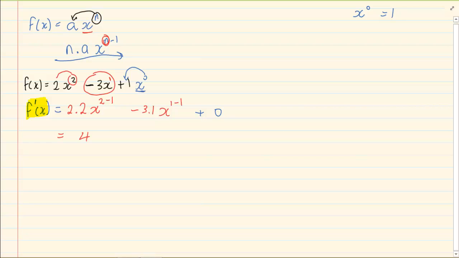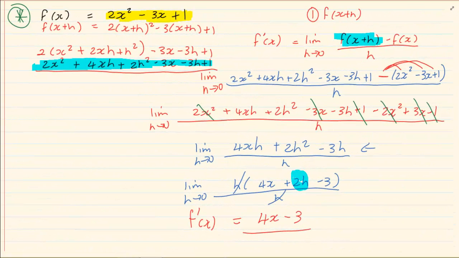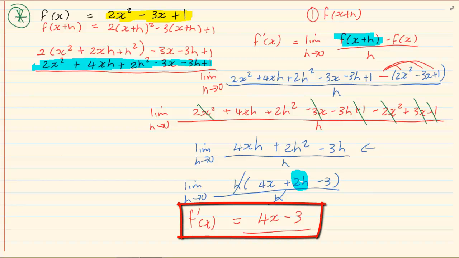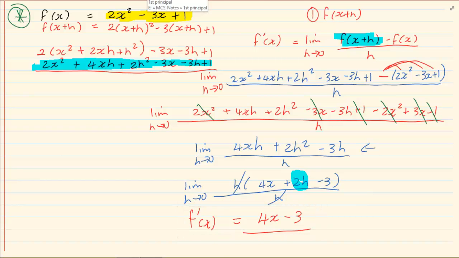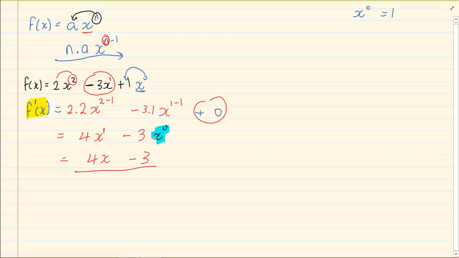2 times 2 is 4, x, 2 minus 1 is 1. Then we have minus 3 times 1 is 3, x, 1 minus 1 is x to the power 0. And we have our 0. That gives us a final answer of 4x minus 3, because x to the power of 0 is 1, so we're saying 3 times 1 gives us 3. Now look at the answer that we have here, and look at our answer in first principle. It's exactly the same. So we ended up with exactly the same answer.